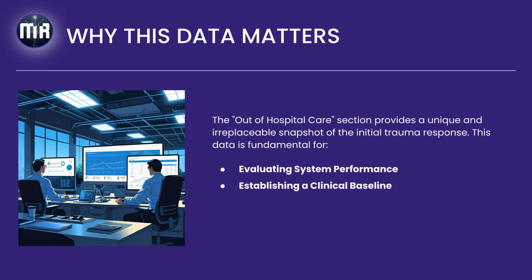Second, for establishing a clinical baseline. The on-scene vital signs and GCS represent the patient's true physiological condition immediately following the injury. This baseline is essential for researchers to accurately assess the impact of subsequent in-hospital treatments. And third, for auditing triage and treatment protocols. This data allows us to analyze the accuracy of field triage using the major trauma criteria and to evaluate the appropriateness of pre-hospital interventions. This in turn leads to improved clinical guidelines and training for our paramedics.